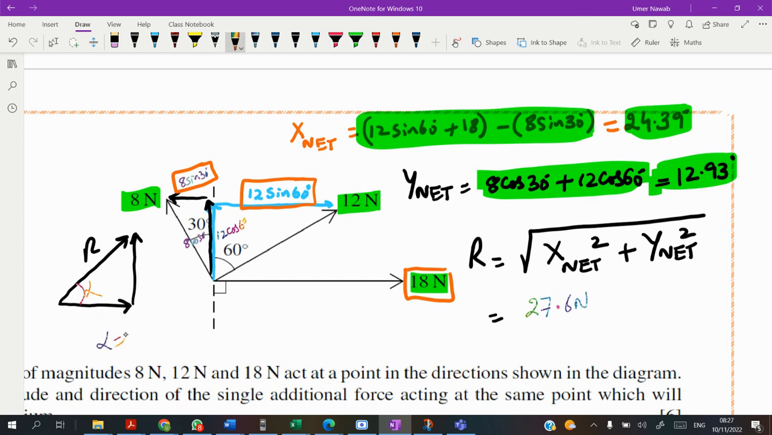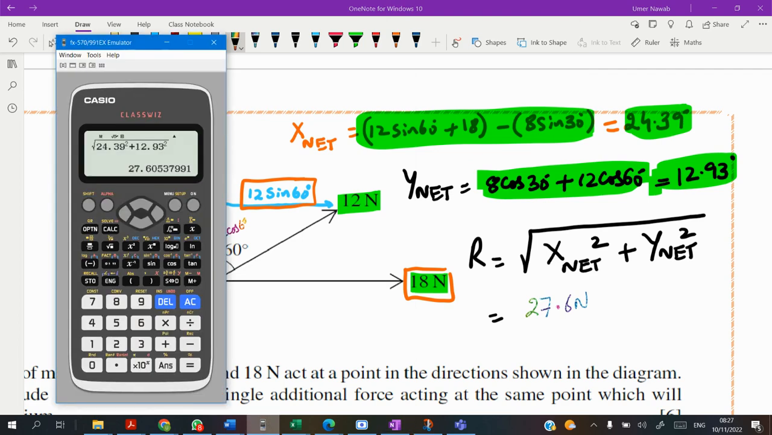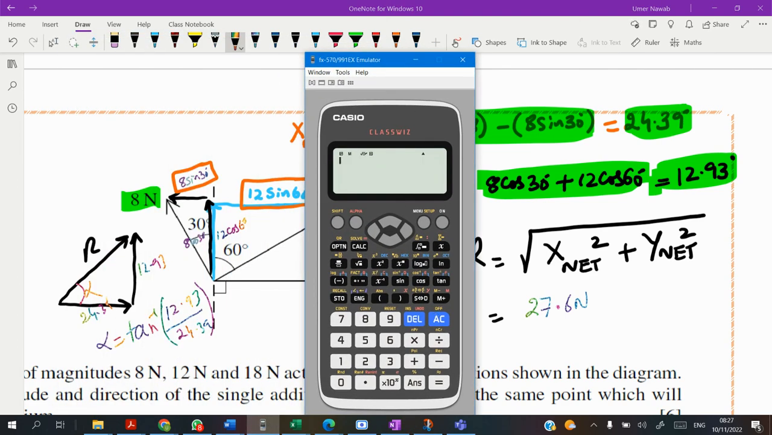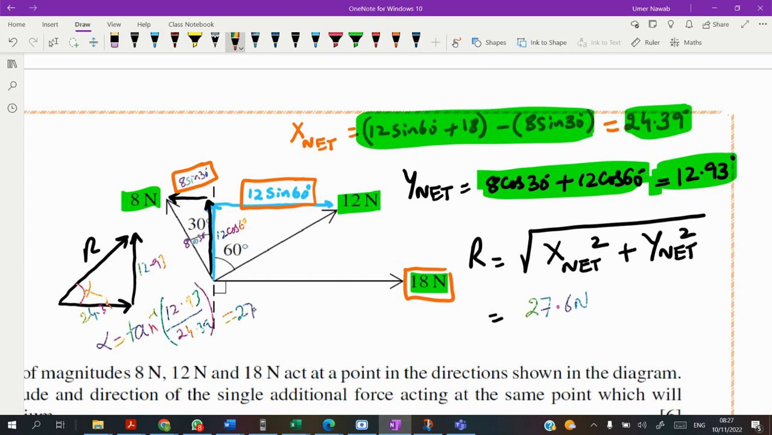Let me try to get my alpha. Alpha is equal to shift tan. This is how much? 12.93, and this is 24.39. So inverse tan of 12.93 over 24.39. Let me write it in the calculator. Shift tan, 12.93 over 24.39, close the bracket, and it gives you 27.9.